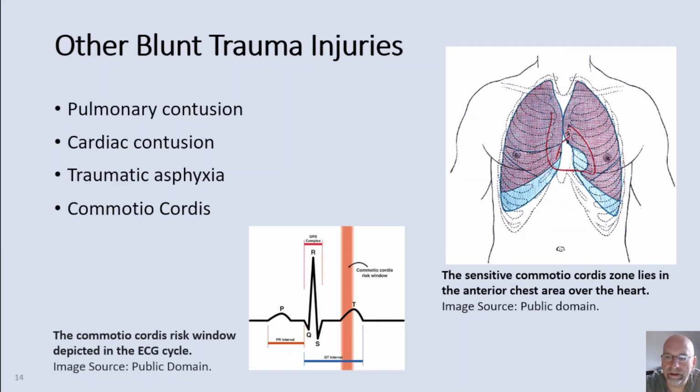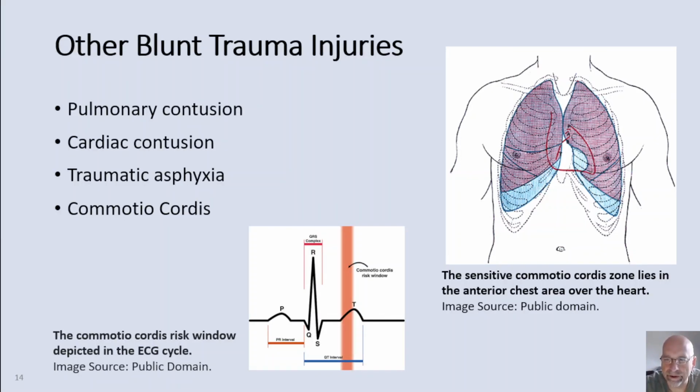Commotio cordis is a sudden cardiac arrest caused from a blow to the left side of the chest during a narrow window in the cardiac cycle. In the image on the right, we see the outline of the heart in red. The sensitive zone for mechanical induction of heart rhythm disturbances lies in the anterior chest area over the heart.